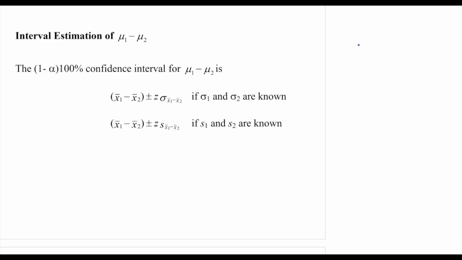Alright, so we've discussed the confidence interval for estimating mu, which is x bar plus minus z, when the sample size is large, sigma x bar. So the formula for the confidence interval of mu1 minus mu2 would be, instead of x bar, it is now x bar 1 minus x bar 2. And instead of sigma x bar, it is now sigma x bar 1 minus x bar 2. And if we do not know the value of sigma, we estimate using the sample standard deviation.